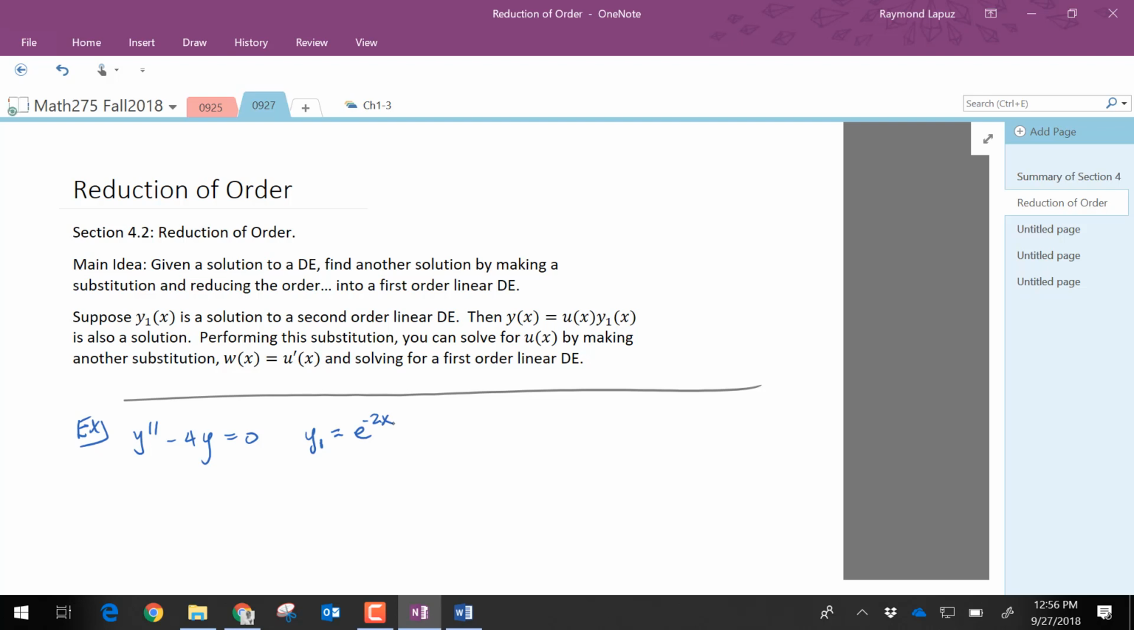So we're trying to find another solution because with a second order differential equation, we're going to need two solutions that are linearly independent. So how are we going to find the other solution? We're going to find it by assuming that another solution looks like the first solution times something else. And then we're going to force it to be a solution, and somehow we're going to solve for u. And once we solve for u, then we can solve for y, the other solution.